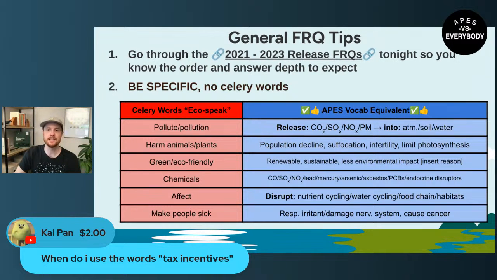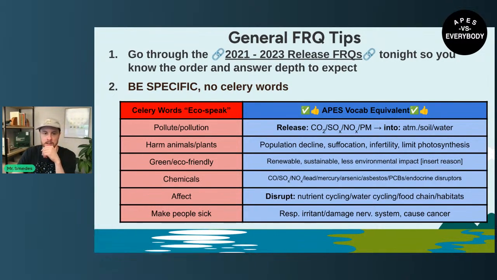When do you use the word tax incentives? Great thing to use when we're talking about a solution. So if you want government to solve a problem, they can offer a tax incentive to citizens to do less of the thing creating that problem, or to switch to a new method of driving, building their homes, where they get their electricity, that's going to reduce a certain pollutant. So the government can use the tax incentive as a kind of carrot to motivate citizens to take more sustainable or non-polluting actions. You want to be very specific.